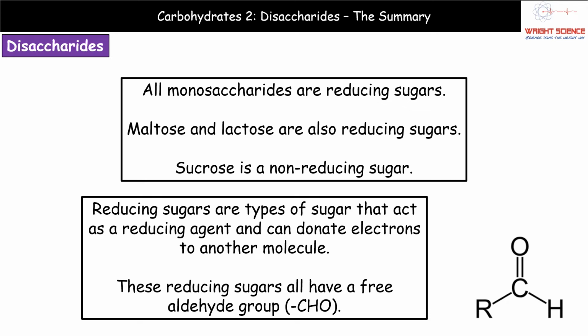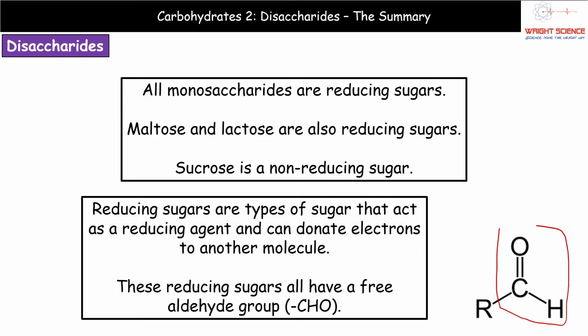When we talk about reducing sugars, these are any types of sugar that can act as a reducing agent, hence the name, reducing sugar. And what that means is they're going to donate electrons to another molecule. In the case of our Benedict's tests, it's then donating the electrons to the Benedict's reagent. And the reason that they can do this is they all have this thing called a free aldehyde group. And this is what you can see over here.